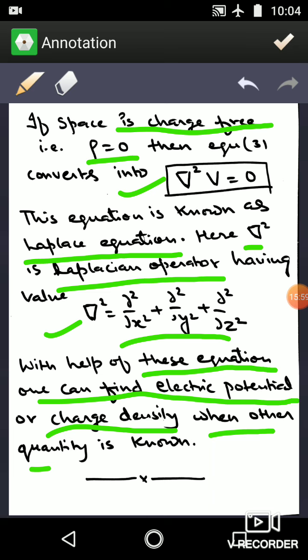Okay students, this was an introductory lecture about divergence, curl, Poisson and Laplace equation, which is part of electromagnetism.